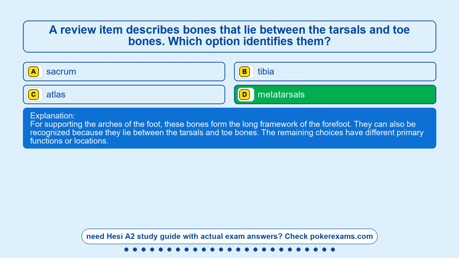For supporting the arches of the foot, these bones form the long framework of the forefoot. They can also be recognized because they lie between the tarsals and toe bones. The remaining choices have different primary functions or locations.